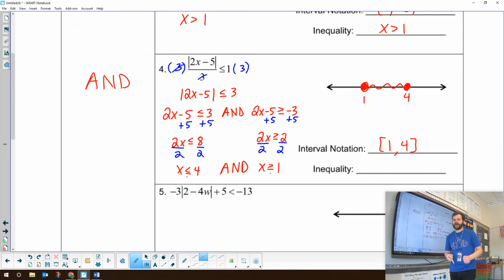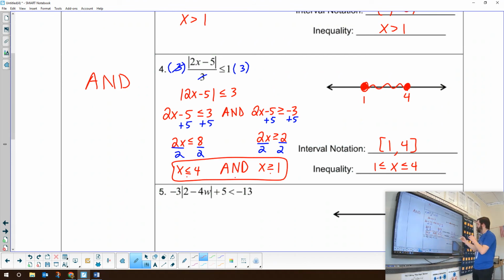Watch what I do here. I'm going to write this together. So I'm going to write it like this. We're going to go x is bigger than or equal to 1 and less than or equal to 4. You could write it like this, or you could write it like this. Just make sure you use an and. But you could write it either way. I prefer to just end up putting it together like that.